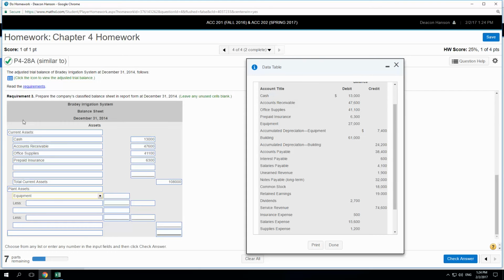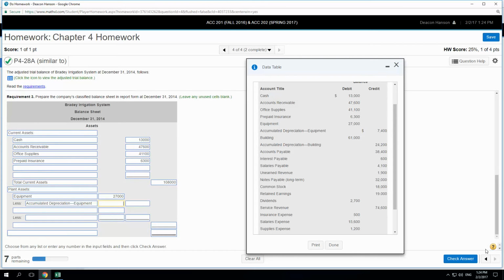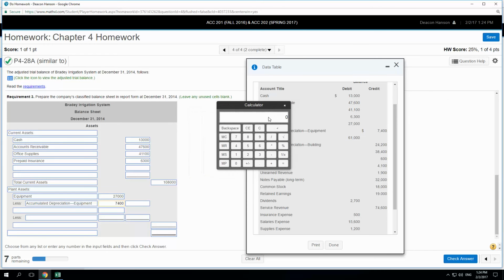So let's find the equipment. Equipment is 27,000. Okay, and then what we do, like I was telling you the other day, is list the accumulated depreciation on that equipment. And that's a contra asset. Okay, so we need to subtract that from equipment. So this is the way you present your long-term assets. 27,000 is the cost minus the accumulated depreciation. That gives me 19,600. Okay.